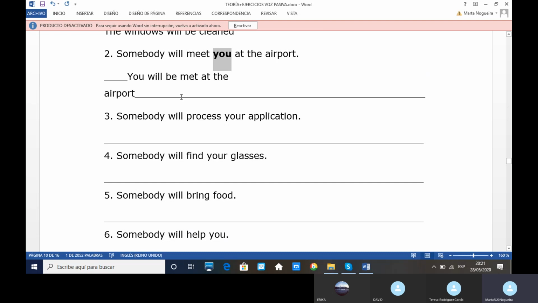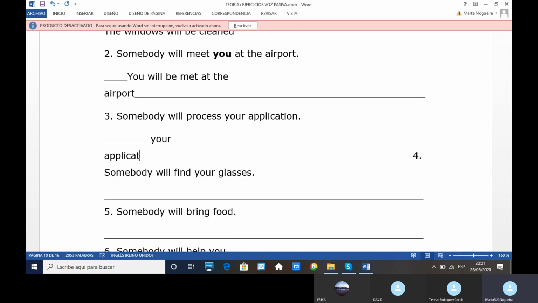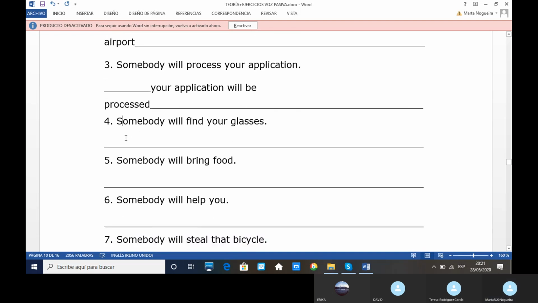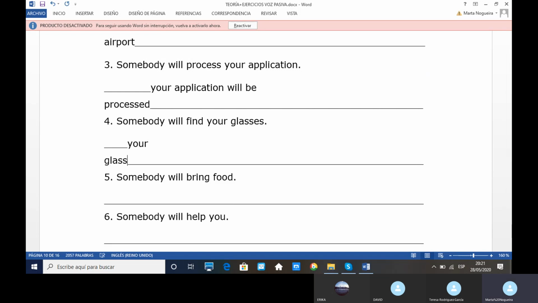Okay. Somebody will process your application. Your application will be processed by somebody. This was a little bit difficult because the object was you, okay. Four. Somebody will find your glasses. Your glasses will be found. Okay.